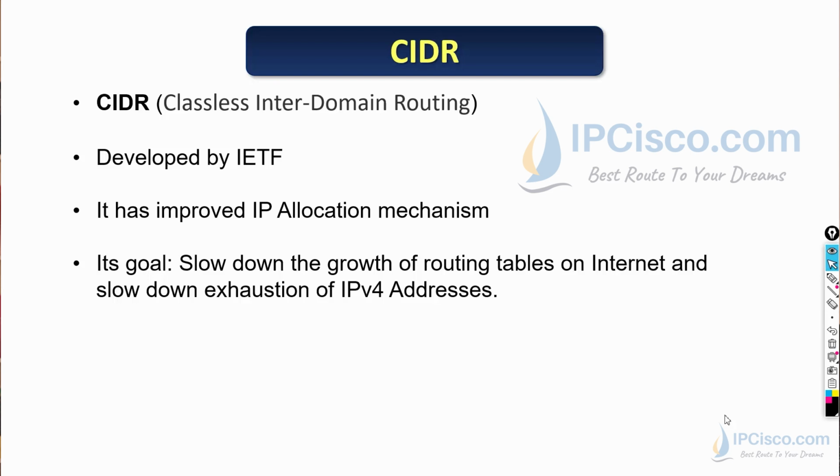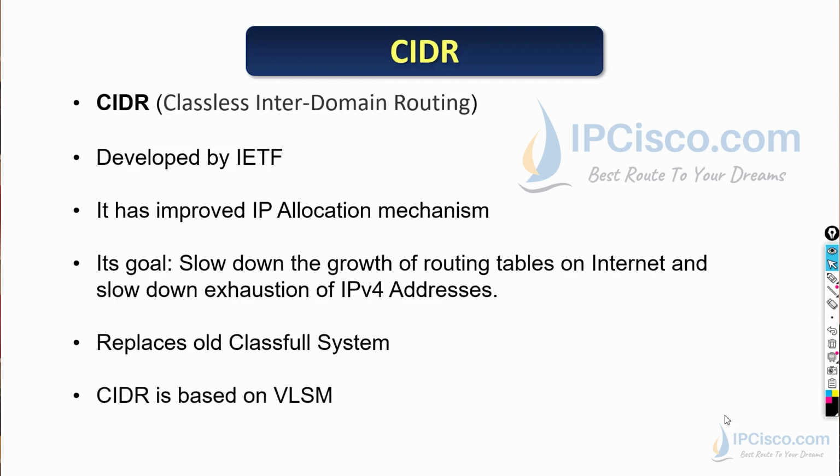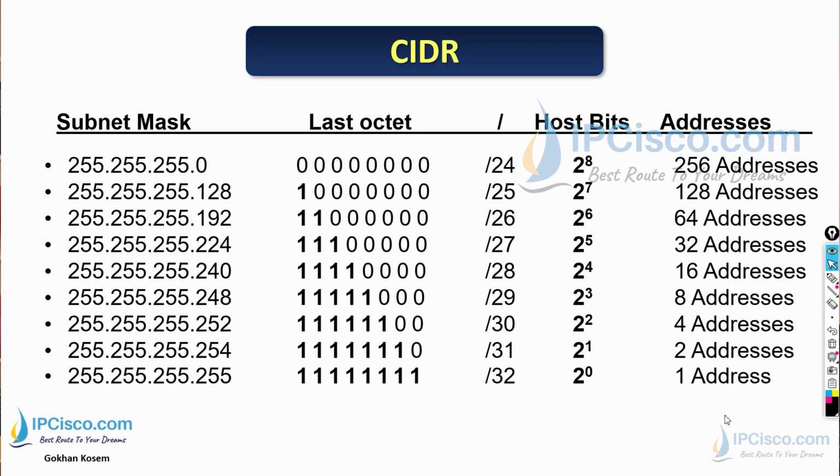Before, we talked about the Classful IP addressing system, and as you remember, there were 5 different IP address classes. With CIDR, this mechanism is changing and it replaced this old Classful system. CIDR is based on VLSM, and VLSM is variable length subnet masking. Here's a table, and this table shows subnet masks, last octets, and the CIDR notation with the slash value, and then the host bits and available addresses.